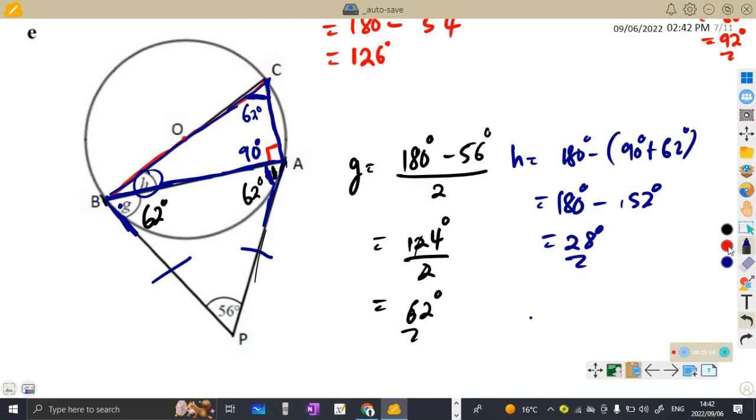Okay, so I'm going to have 28 degrees here. So this is our H. In this case, our H is going to be 28 degrees. I was saying we could maybe use this concept: already we know that angles in a triangle add up to 180 degrees, isn't it? That's what we know actually.